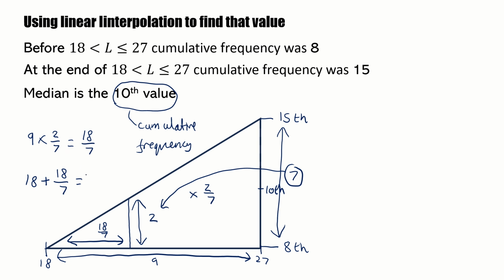And if you were to do that, 18 plus 18 over 7 would get you 20.2857 blah blah blah, which means that we know the final answer is the median equals 20.3 to 3 significant figures.